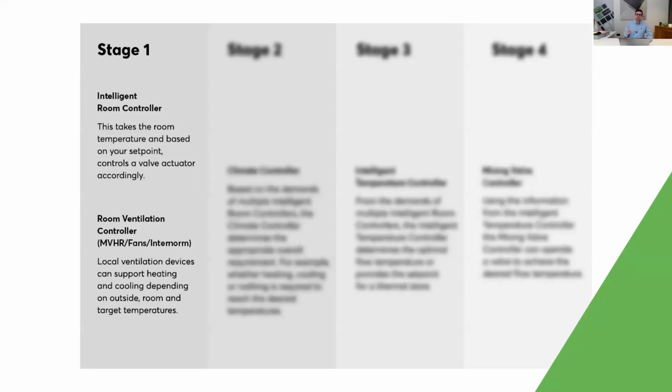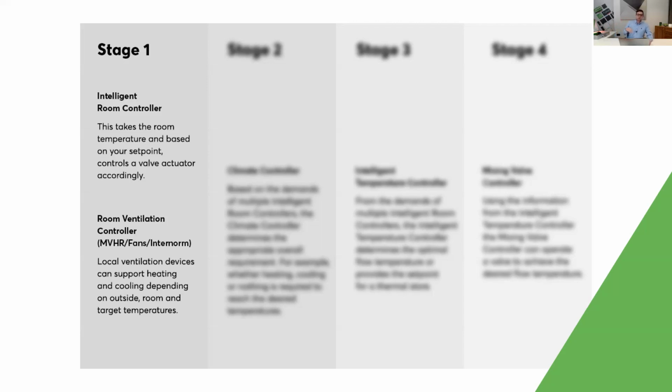So the intelligent room controller goes in every room of the house or of the building, and this is the function block that takes the temperature reading of that room and decides what to do with the valve actuator. So in the room that I'm sitting in now, it would take the temperature reading here and it would go, you want to be 21 degrees in this room, you're currently 19 degrees, so I'm going to open the valve actuator in this room. So that's the job of the room controller, the room by room control.